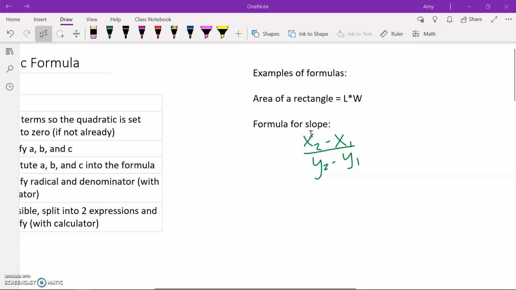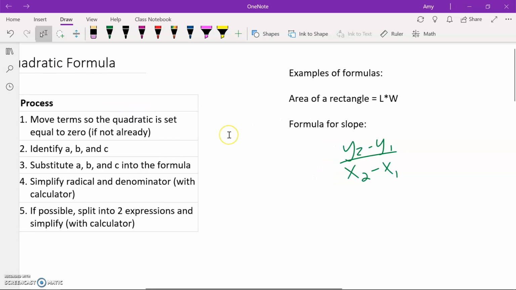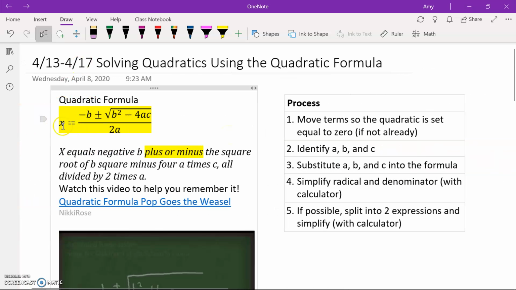We've used formulas like the area of a rectangle or of a triangle before, so length times width. If you know your length and your width, you can plug those in and solve for your area of a rectangle. We've also learned a couple more complicated formulas this year, like the formula for slope, which is y2 minus y1 over x2 minus x1. So we have a lot of different formulas that we've used in linear functions, and in geometry we use a lot of formulas.